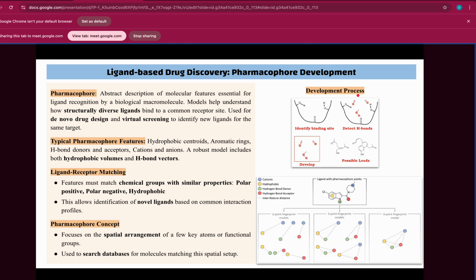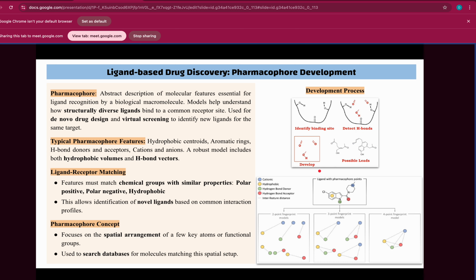So in the developmental process, firstly we identify the binding sites and then we detect the hydrogen bonds, where the hydrogen bonds are possible. Because we are designing new lead compounds, we will see which of the lead compounds could possibly bind to these target proteins. So in the target protein, the binding site is identified and then different leads are searched against it to find out which lead will bind better to my target protein. So that will be developed.